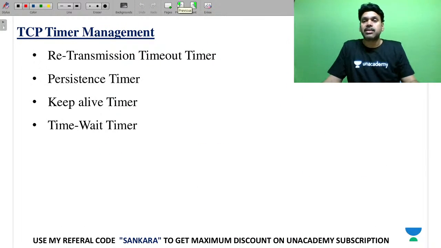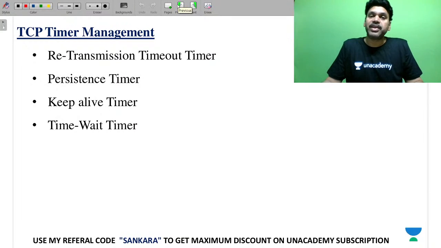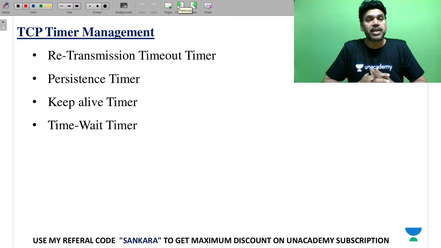So let us start today's session. Today's session is on advanced computer networks. In the last session we learned about congestion control, a very important topic, and before that we learned about TCP flow control. In this session we are going to discuss the types of timers in your transmission control protocol and how they help you.